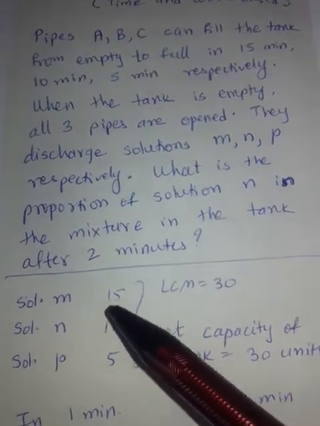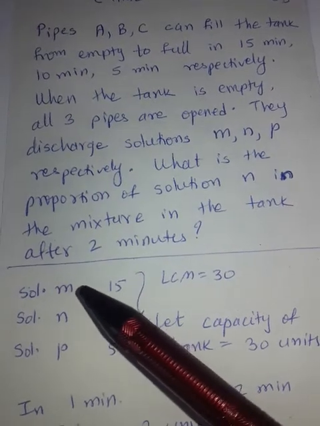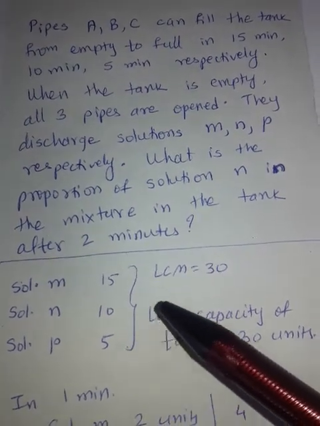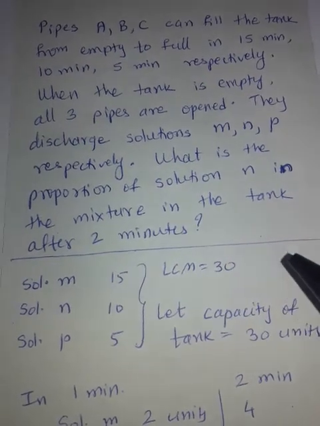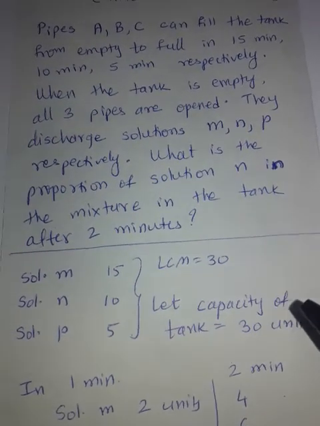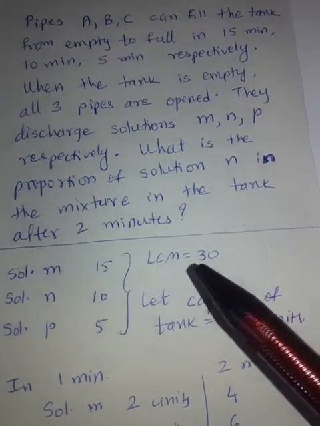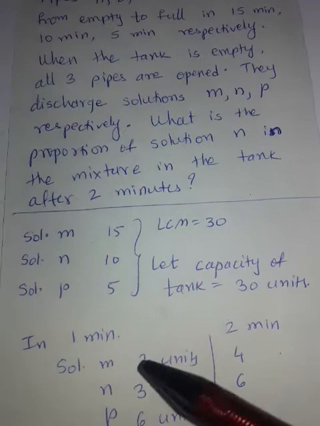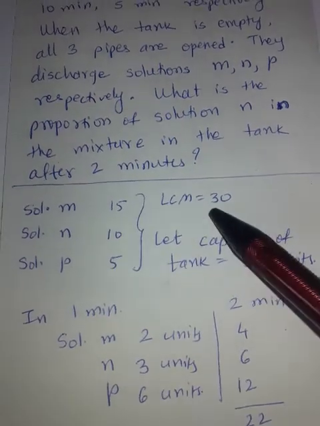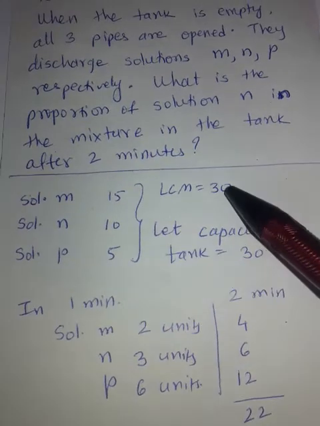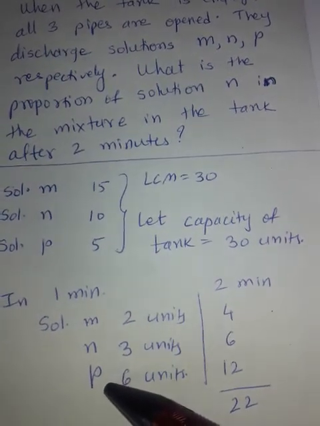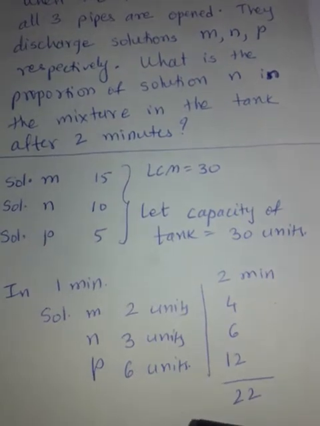So first, instead of writing pipes A, B, C, I am going to write solutions M, N and P. They are discharged with what speed? 15 minutes, 10 minutes, 5 minutes. First take their LCM. This is the usual procedure that we follow in every example. LCM is 30. So let the capacity of the tank be 30 units. Next step, what is the next step? Do you remember? Yes, right. Mere division. So in 1 minute, solution M, 30 divided by 15, gets discharged 2 units. N, 30 divided by 10, that is 3 units. P, 30 divided by 5, that is 6 units. So in 1 minute, solutions M, N and P are discharged 2 units, 3 units, 6 units respectively.